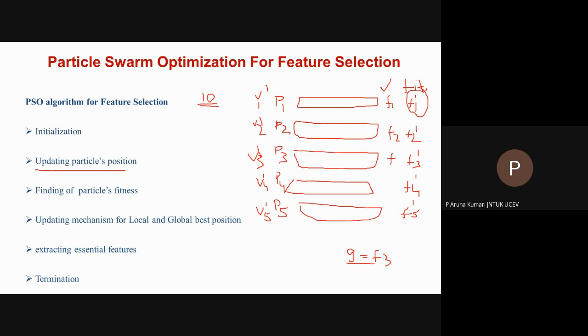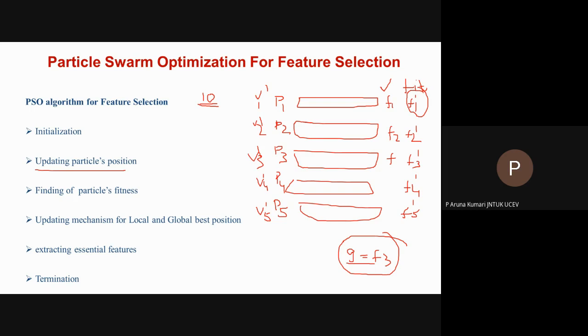Once we have identified the best local positions of the particles, we identify the current global best position, and compare it with the previous global position. If the current global position is better than the previous global position, then you update it and go for the next iteration.